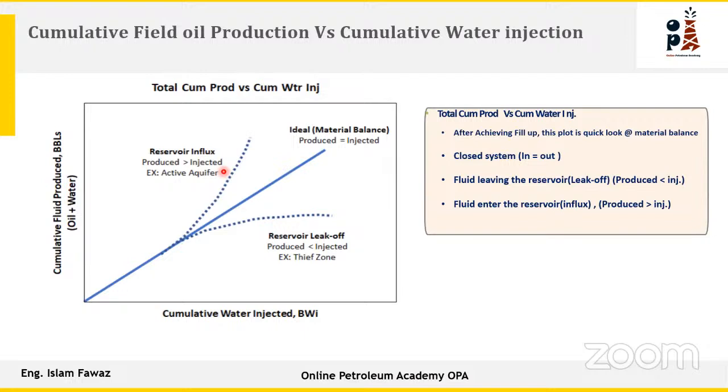And if we produce more than what we inject, which means we have another source of energy, like an active reservoir. So this is an active reservoir, as you see this kind of behavior. Okay, this is, by the way, 45 degrees, like a straight line.